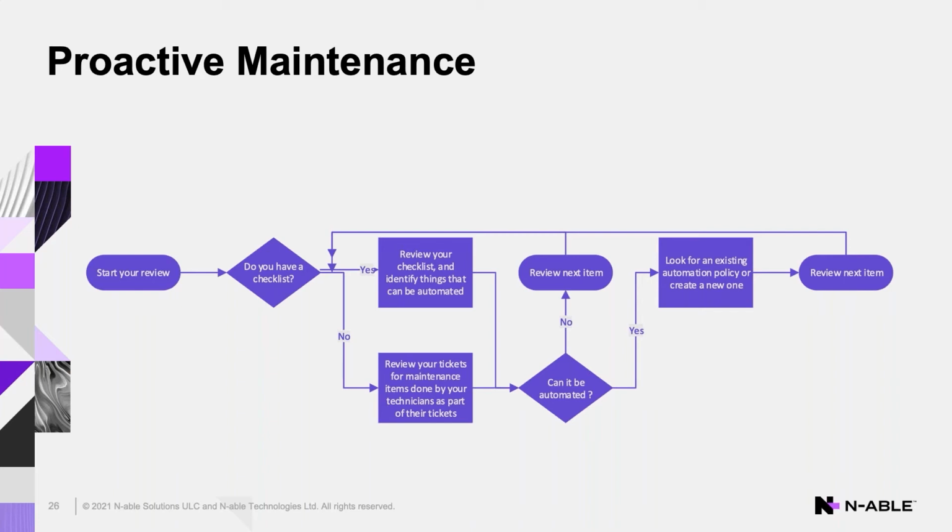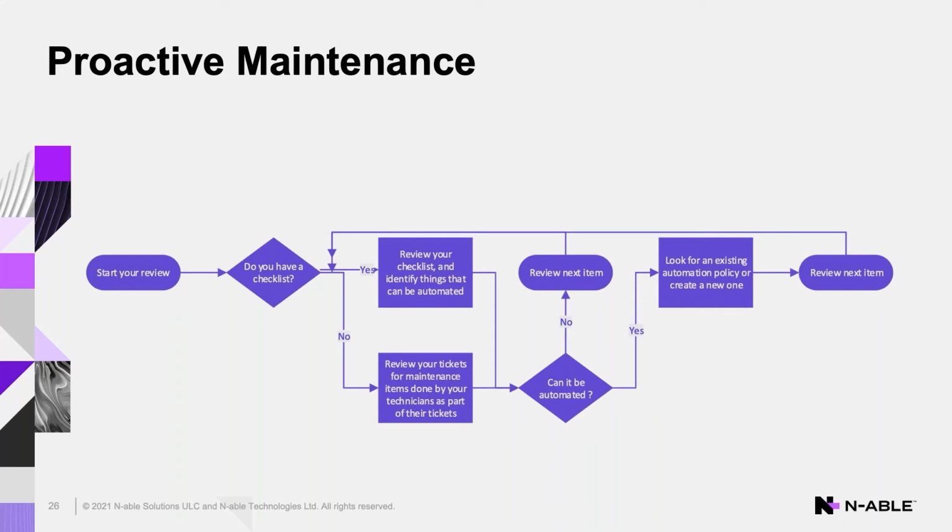If you don't have a checklist already, I would suggest you create one by reviewing your help desk tickets. Things that are frequent tasks, those are good fodder for an automation policy. And you really shouldn't have to start from scratch. Every customer, of course, is a different and unique snowflake, but they're all generally running one of a handful of operating systems, fairly common applications, fairly common hardware platforms.